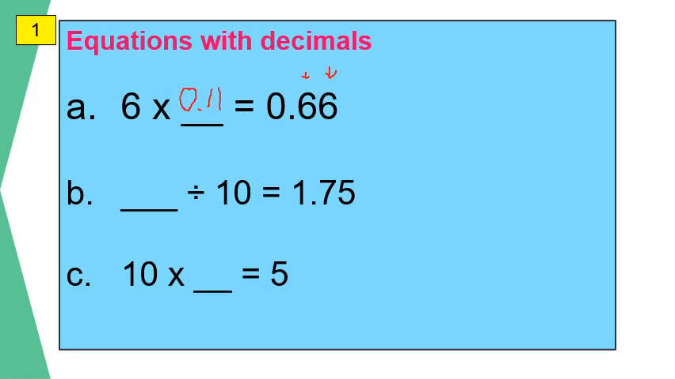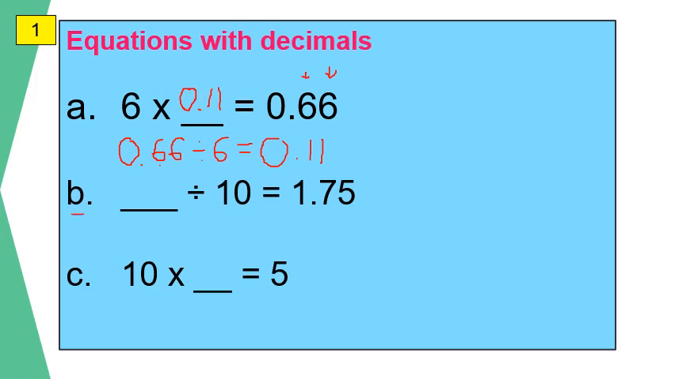Now to show that with an inverse operation, I can say 0.66 divided by 6 is equal to 0.11, because in this case, instead of multiplying these ones by 6, I'm going to divide these 6s, so the 6/10ths and the 6/100ths, by 6, and so I end up with 0.11.